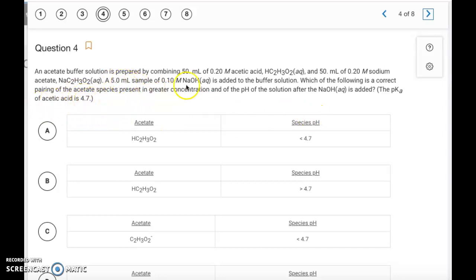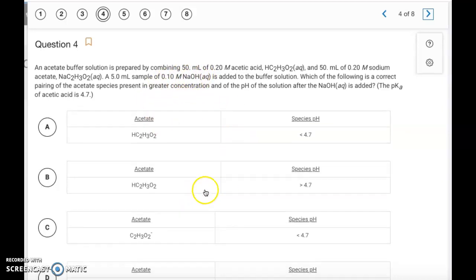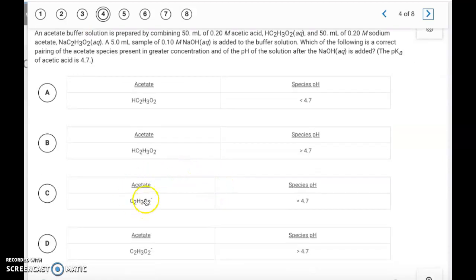All right, now it says we're adding 5 milliliters of base. The base will combine with the hydrogen ions in the buffer reaction, and it eliminates the hydrogen ions and causes a shift to the right towards the conjugate base. So after we add the sodium hydroxide, it'll shift towards the conjugate base. So that's going to have the highest concentration. So that eliminates A and B.